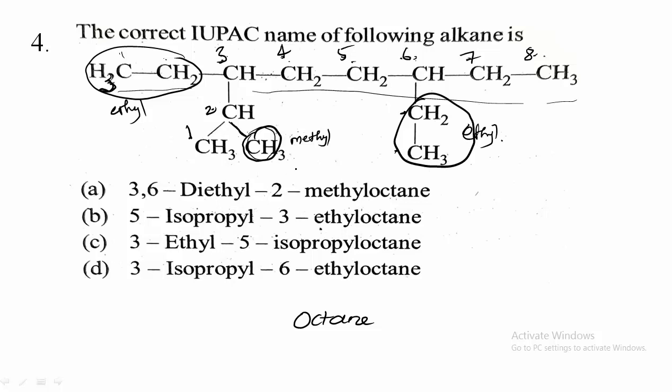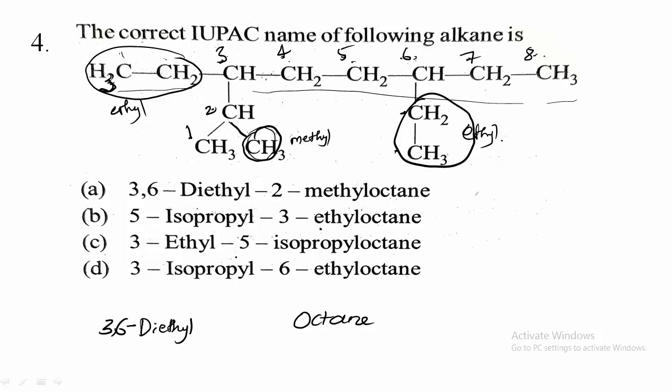When 2 ethyl groups are there, you have to take the ethyl groups first, because eth comes first. So write ethyl. At what positions are the ethyl groups? At the third position and at the 6th position. So we will write 3,6-diethyl, because 2 ethyl groups are there. Only if 1 ethyl group is there will we use ethyl. So here I have written diethyl.